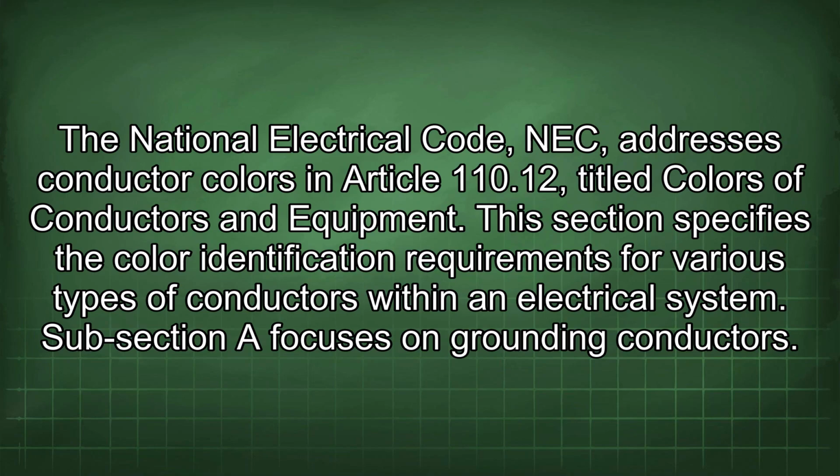The National Electrical Code (NEC) addresses conductor colors in Article 110.12, titled Colors of Conductors and Equipment. This section specifies the color identification requirements for various types of conductors within an electrical system. Subsection A focuses on grounding conductors.